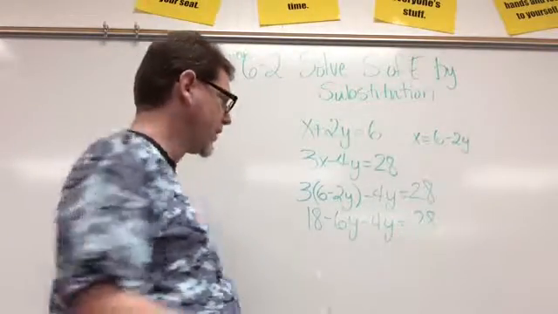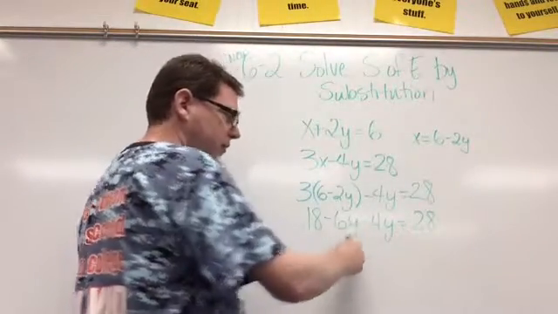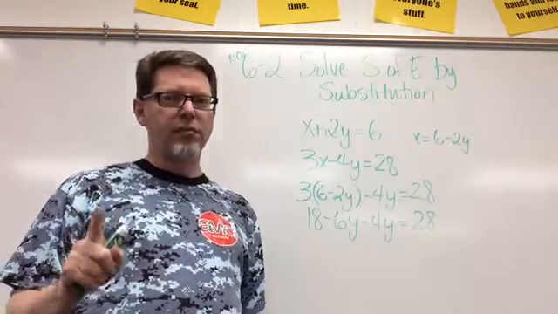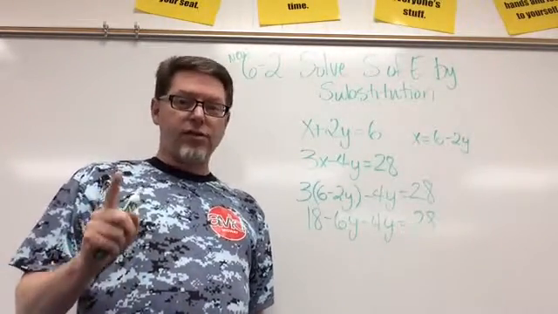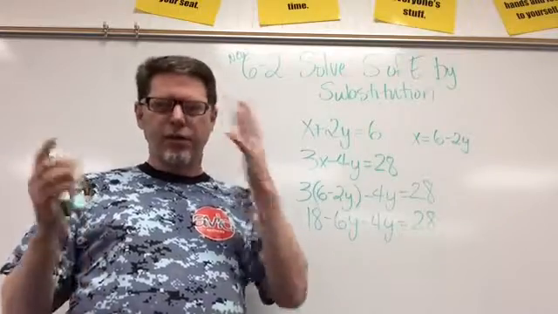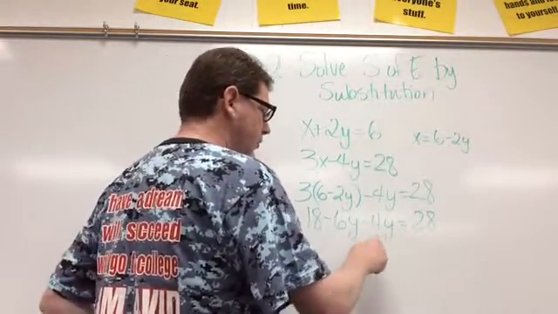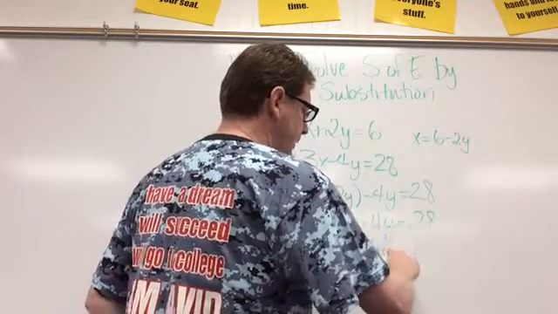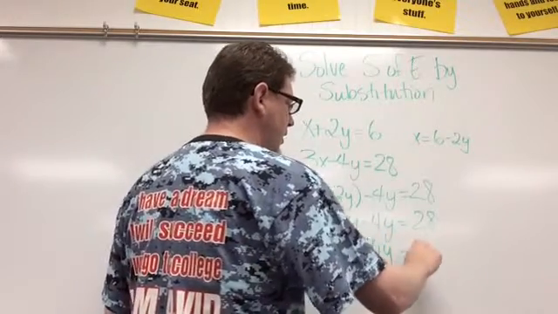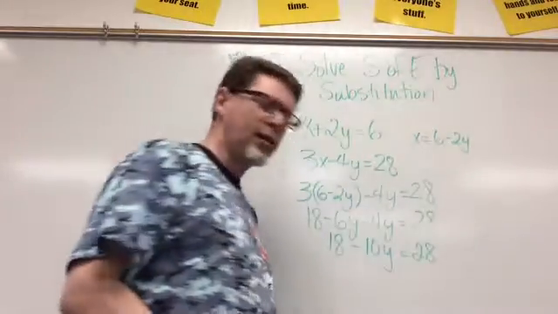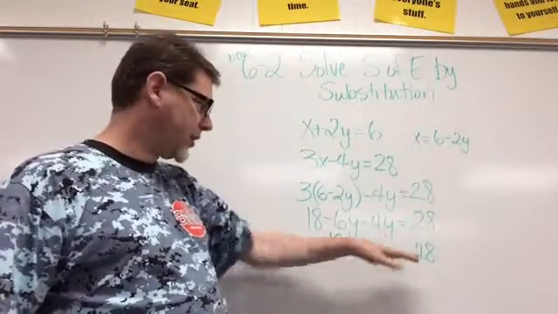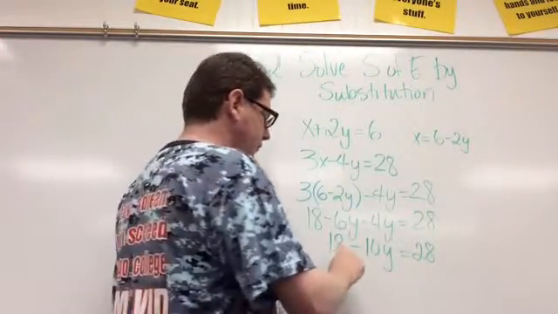Combine like terms. Negative 6y minus 4y. This is where you've got to be really careful and make sure you add and subtract properly, which is where your calculator could come in if you needed to. Negative 6y minus 4y is negative 10y. So I've got 18 minus 10y equals 28. Well, I'm trying to get y by itself, so I've got to get rid of the 18 first. So I'm going to subtract 18 from both sides.